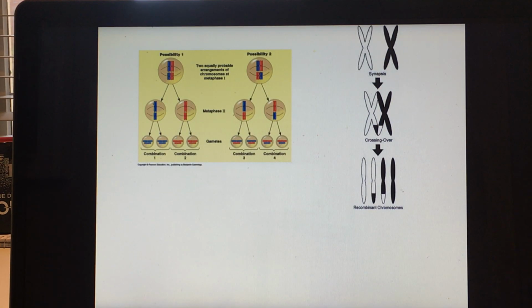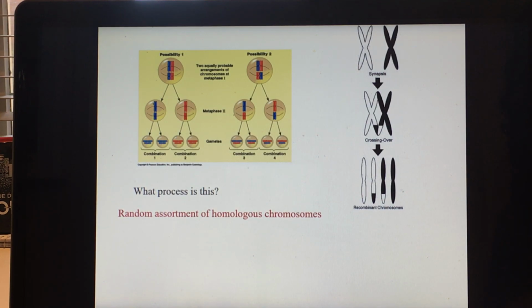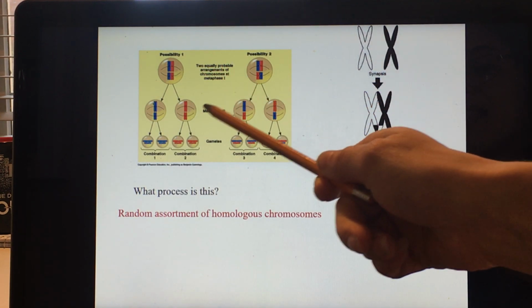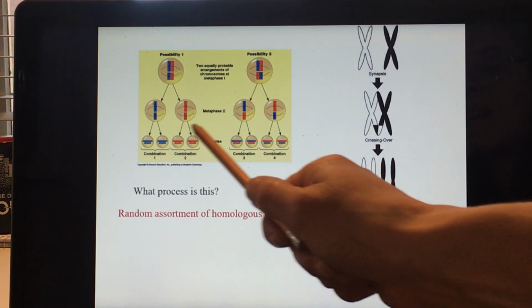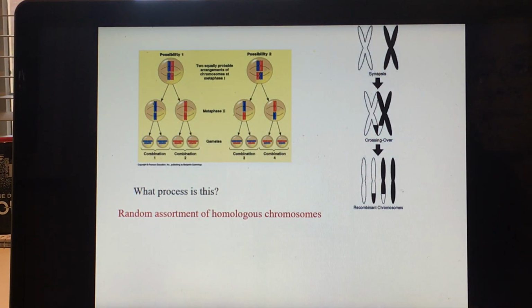Now these two diagrams show you two sources of genetic variation in meiosis. The process on the left, what is it? That's showing you random assortment of homologous chromosomes. Remember that your chromosomes can line up differently. They always line up with their homologous pairs, but which chromosome ends up in which gamete varies each time.